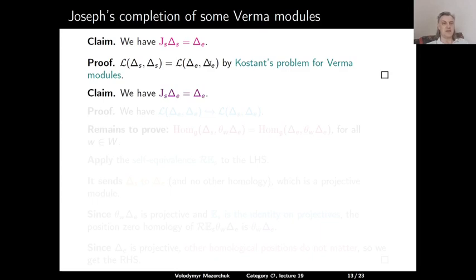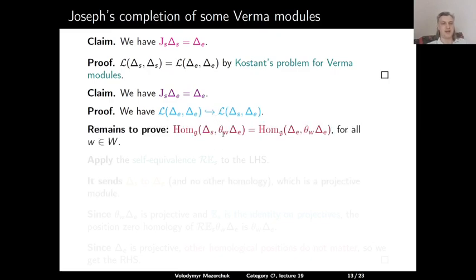Next, in analogy with SL2, we claim that Joseph's completion of delta E is isomorphic to delta E. Again, the proof is the same. We have that L delta E delta E embeds into L delta S delta E, so we only need to compare multiplicities of simples in the adjoint versions of these Harish-Chandra bimodules. So it remains to prove that for any projective functor theta W, the G-hom from delta S to theta W delta E is isomorphic to the G-hom from delta E to theta W delta E.